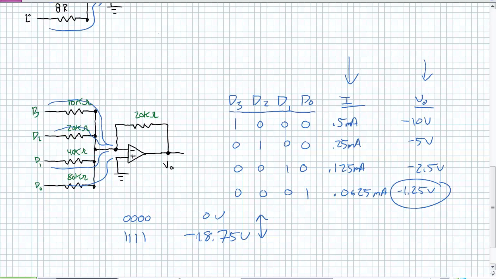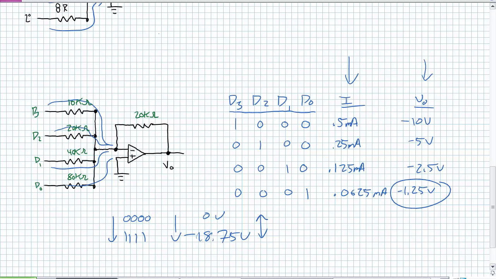So I can represent 0001 as negative 1.25, 0010 as negative 2.5, 0011 as negative 3.75. You see what's going on there? I'm establishing that linear range from quadruple 0 all the way to quadruple 1. They should linearly behave, okay?